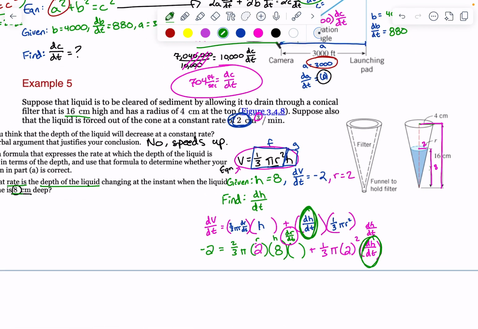It doesn't say what the change in radius is. So we can't do it. No, well, no. We just gotta think a little bit.